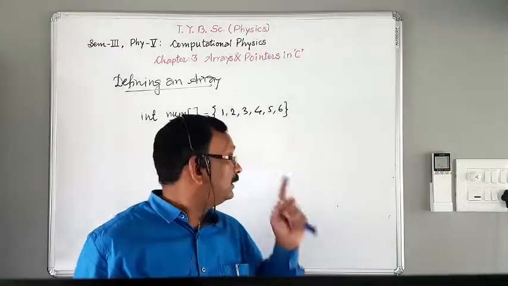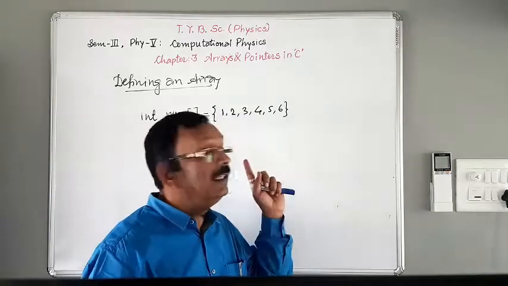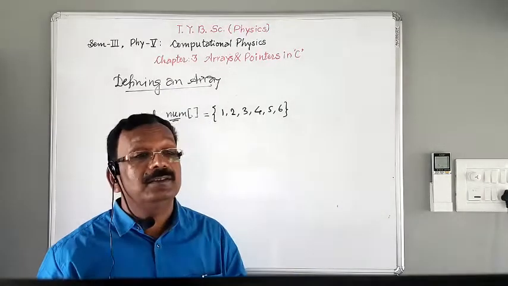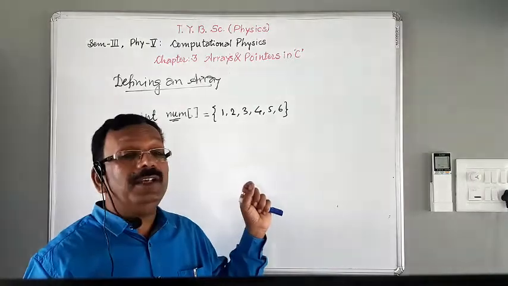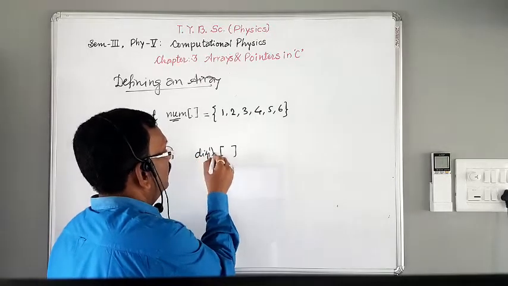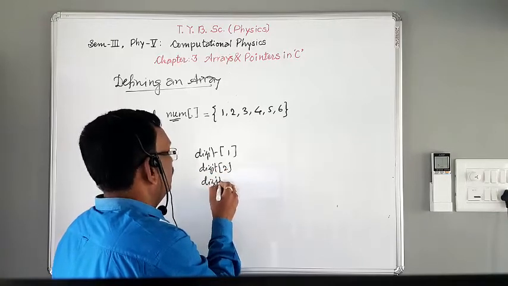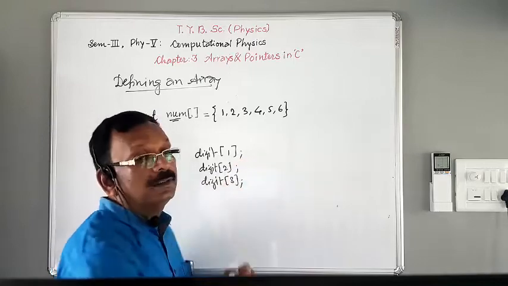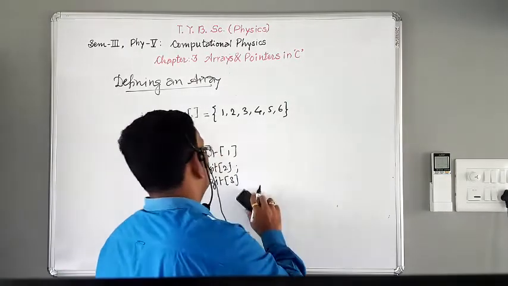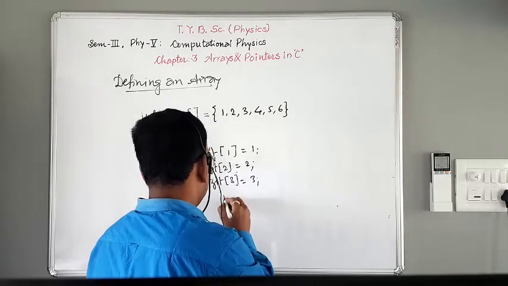Again I am going to tell you that an element in an array is accessed by indexing the array name, and this is done by placing the index of the element within square brackets like this: digit 1, digit 2, digit 3. These are the elements.